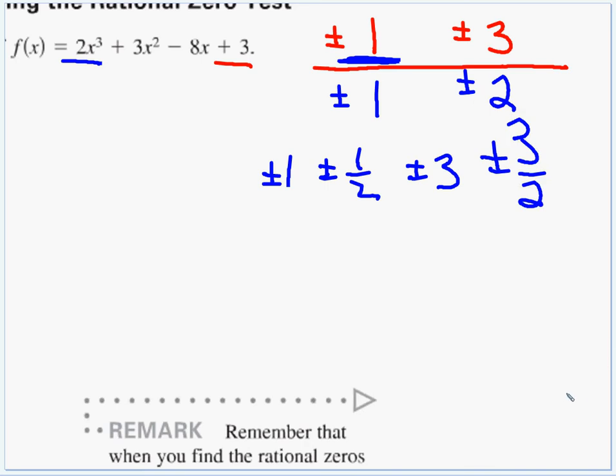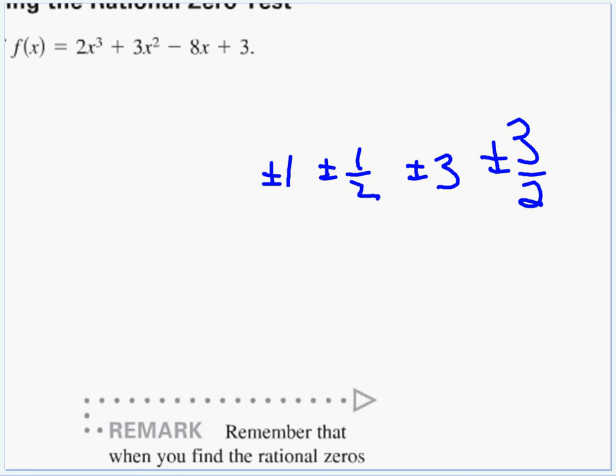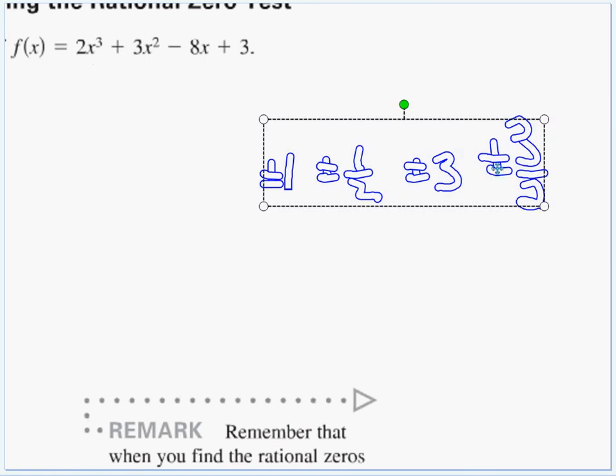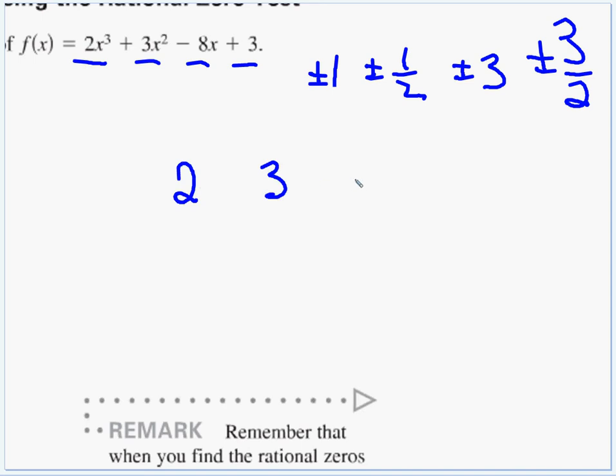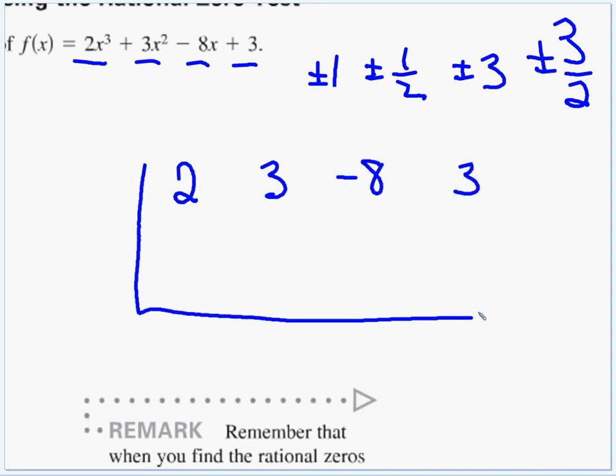So that's a lot of possibilities. Let me get a little more room here. So we're just going to take a shot in the dark, pick one, and synthetically divide, and hope for a zero remainder. So let's see, we've got cube, squared, first power, constant, nothing is missing. So that's a 2, a 3, a -8, and a 3. And I just like to always start with positive 1. Let's see what happens. Bring down our first 2.